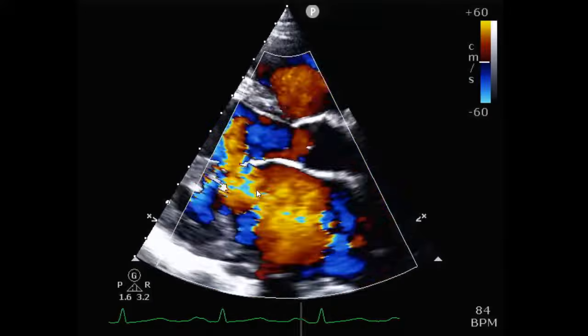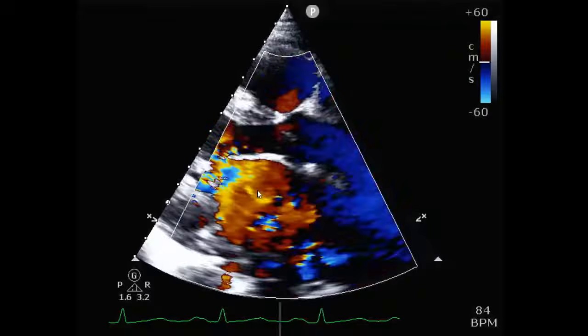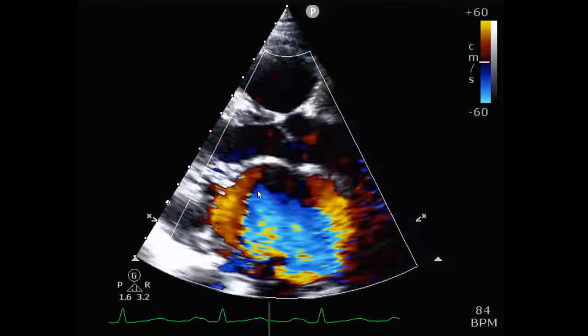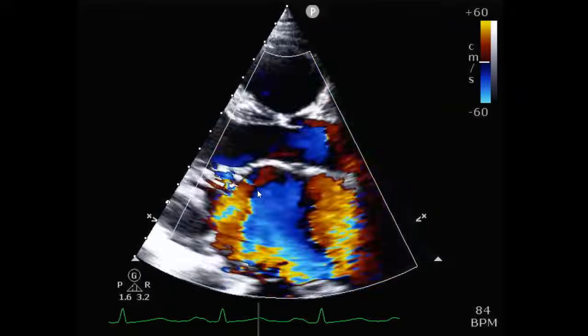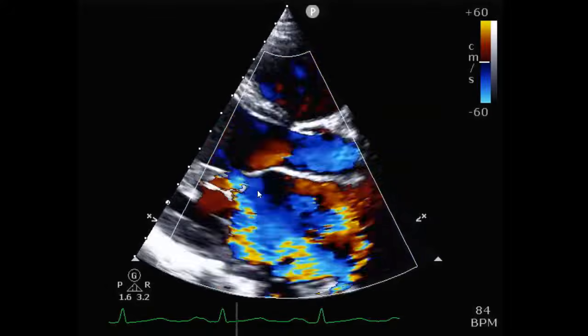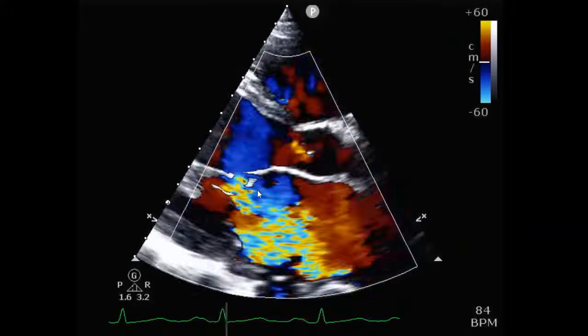Moving on to color Doppler here, this shows a large mitral regurgitation jet, which extends to the posterior wall. When looking at a picture like this, make sure your Nyquist limit is set properly, not too low. Here it is at 60 centimeters per second, which is completely appropriate.